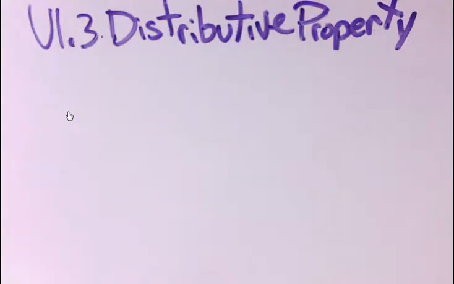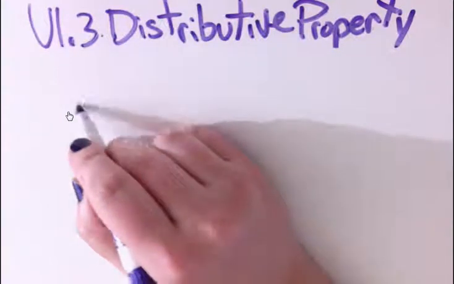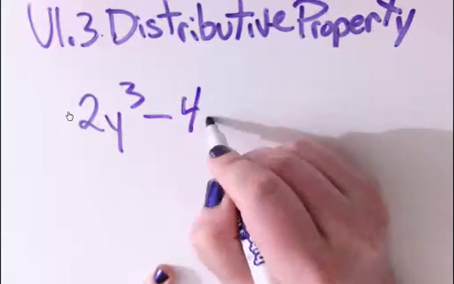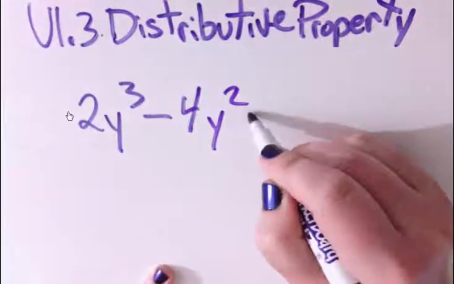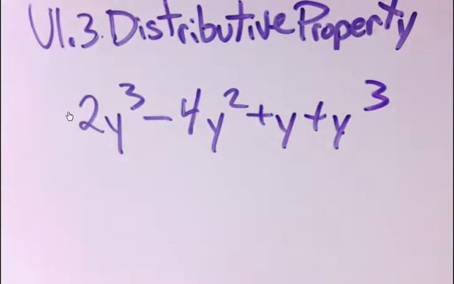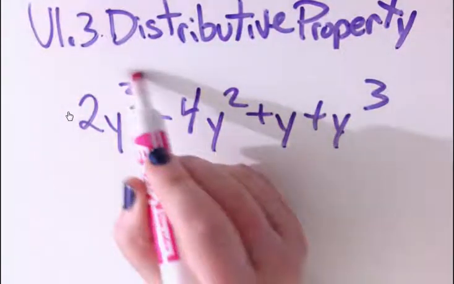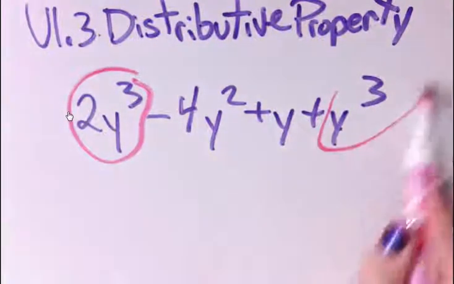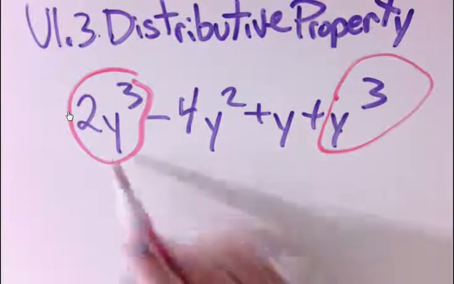So now let's look at an example here. We have 2y to the third minus 4y squared plus y to the third. And we're asked which ones are like terms. So what you have to look at is which ones have the same exponents on it. So here we have a y to the third. We also have y to the third here. So those are alike.